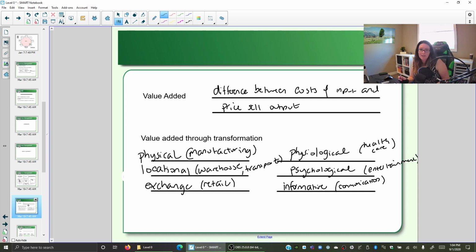We're going to come back to these transformations later this semester, so it's really important that you hang on to this list for the later levels. So Coca-Cola and the hair salon were examples we looked at a minute ago. Coca-Cola would be a physical transformation, whereas the hair salon would be physiological.